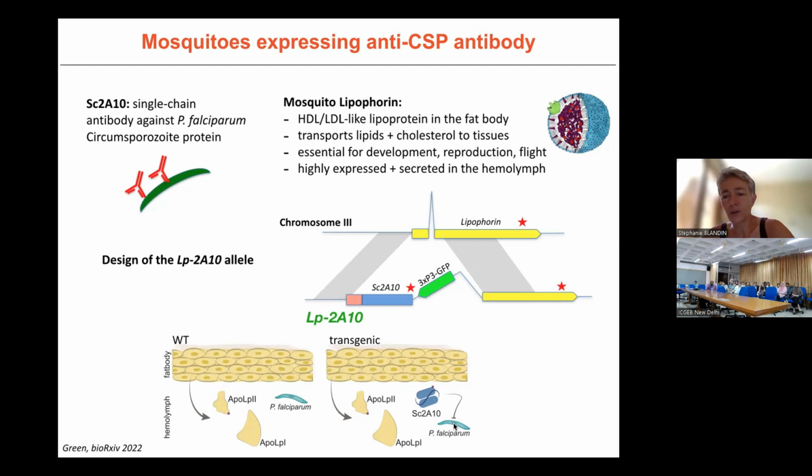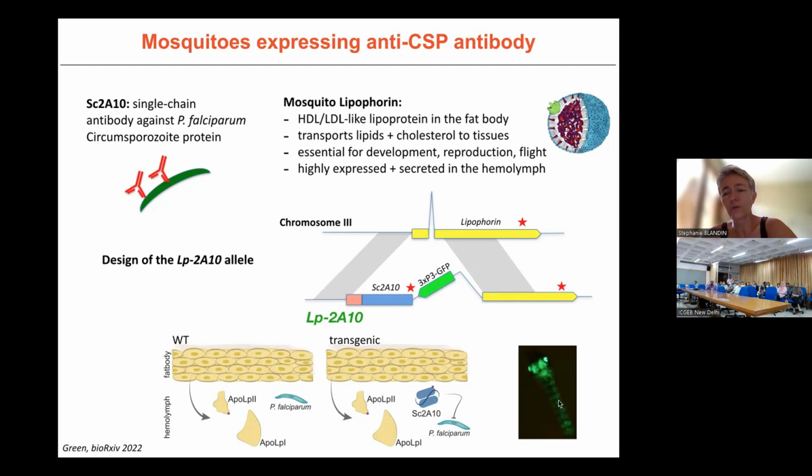And in addition to that, as I told you, when my mosquitoes carry this specific lipophorin 2A10 allele, they are green, and therefore I can sort my mosquitoes according to their fluorescence. And I know if they have one or two copies of the transgene. Okay, so that's the way we have designed the thing.